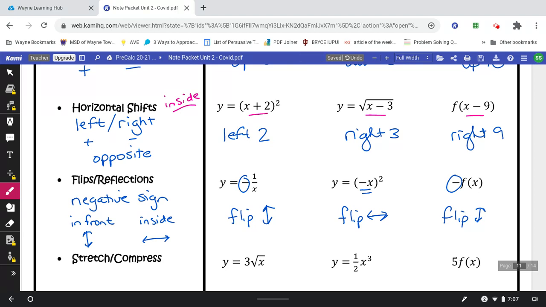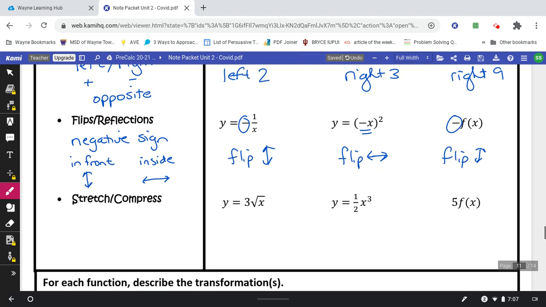The last transformation we're going to work with are stretches and compressions. Stretch is when you make it taller. Compress is when you make it shorter. So that's always going to be represented by the number in front. Here I see a 3, which means this is going to be 3 times as tall as normal. So think tall and skinny. It's going to stretch the graph.